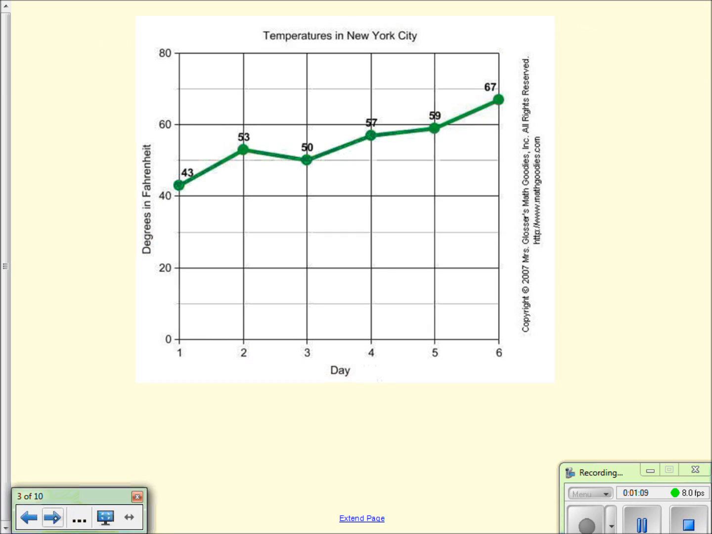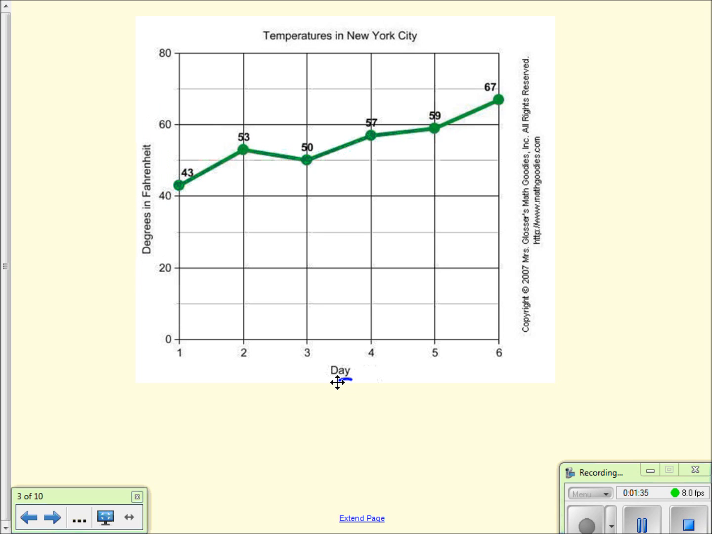Let's look at some different examples of line graphs. Here we have temperatures in New York City. Once again, you can see the time period, and this one is days. So day 1, day 2, day 3, maybe it's the first day of the month, we don't know that, it just says day. And then on the side, on the y-axis, we have degrees in Fahrenheit. So you can see that is what is being measured on the side there.